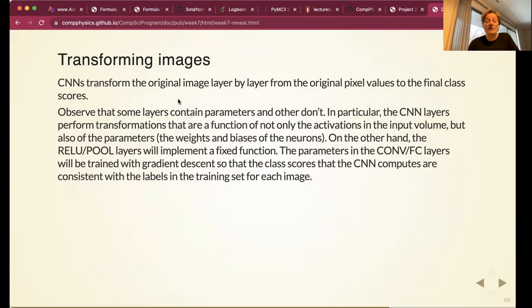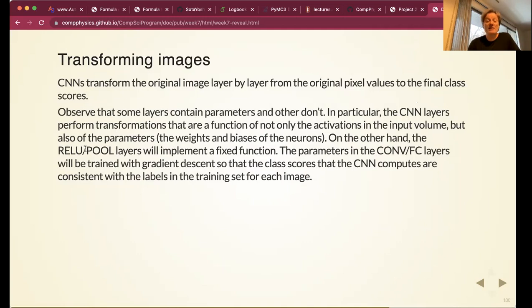So when you transform the images, you can think of this convolutional neural network as transforming the original image layer by layer, from the original pixel values to the final class scores. Some layers contain parameters and other layers do not have parameters. The convolutional layers perform transformations that are a function of not only the activations of the input value, but also the parameters, which are the weights and the biases.